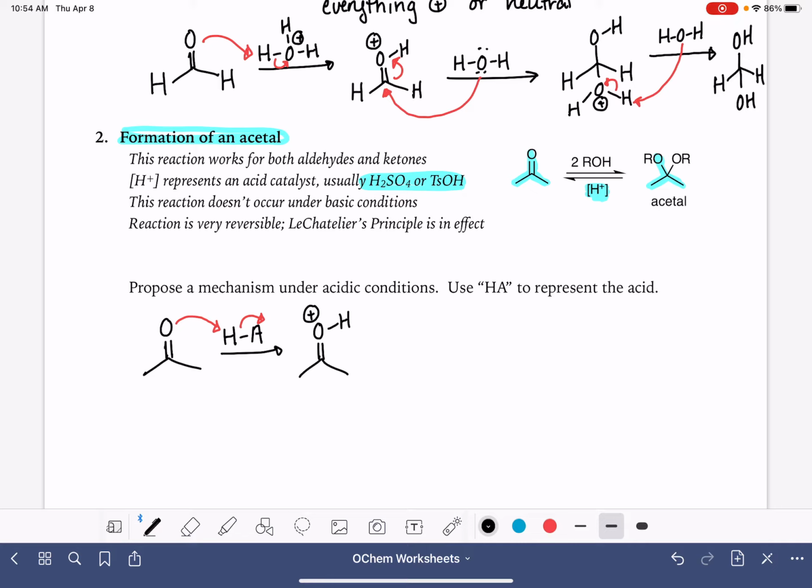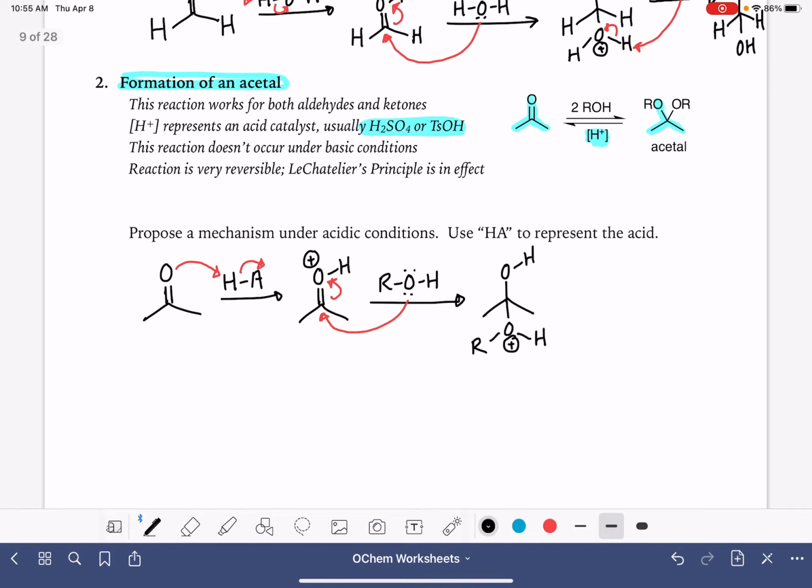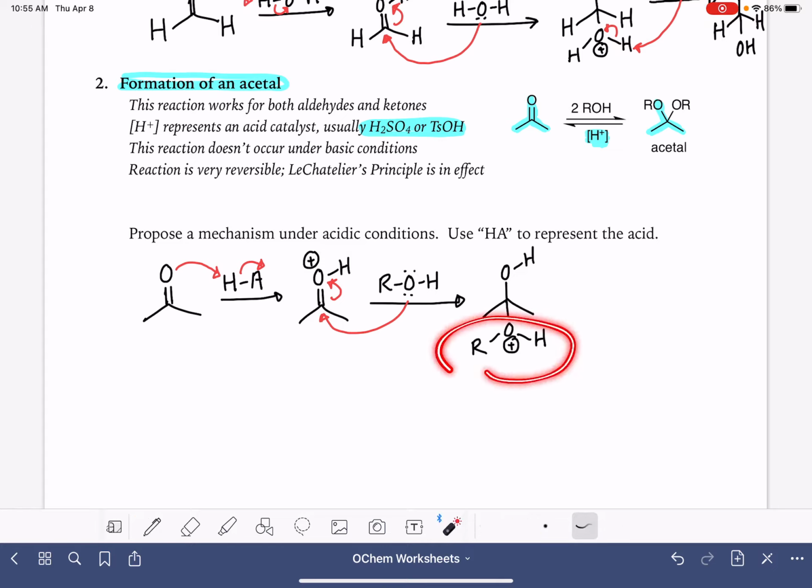And then in the next step of this reaction, one of our alcohol molecules, and I'm just going to abbreviate that ROH, is going to use a lone pair of electrons to attack the carbonyl carbon and open up the carbon-oxygen double bond. And that's going to give us this molecule right here. So this mechanism looks very similar to the formation of the hydrate. And then we are going to deprotonate this molecule right here.